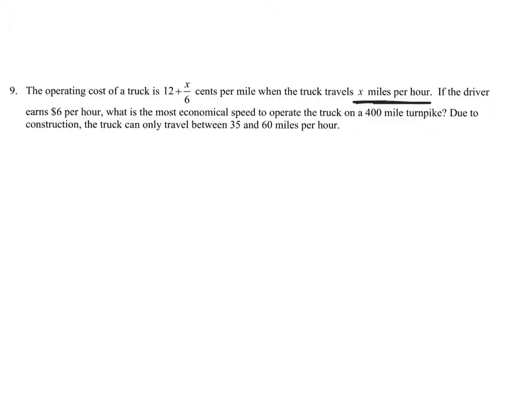So that's perfectly fine. We don't really have to let it, but it's already been let. x represents miles per hour, so that's going to be the rate of speed, and that needs to be in the interval of 35 to 60. All right, so what we want to know is the most economical speed. Well, if it's going to be economical, then it's going to minimize cost. So minimize the amount of cost. Make a little note.